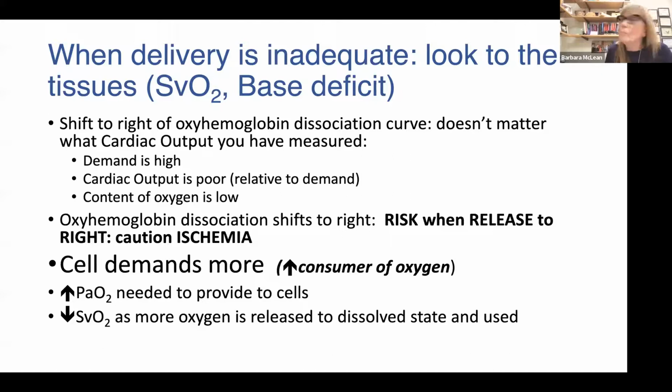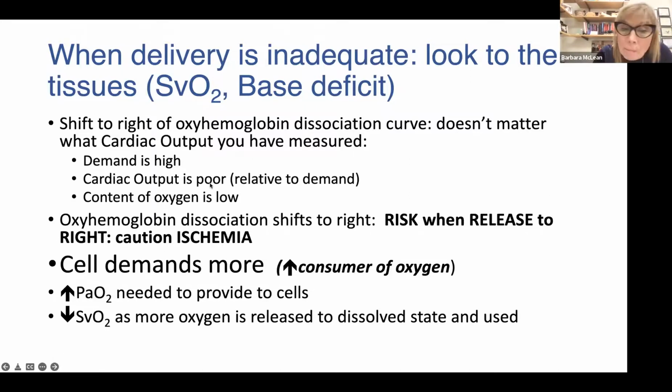So in conclusion, I'm just going to remind you, when the delivery of oxygen is inadequate, delivery of oxygen is cardiac output and oxygen carrying capacity, hemoglobin. Cardiac output and hemoglobin. When that's inadequate, the patient who has an increased demand will actually stimulate the release of oxygen from hemoglobin, causing a shift to the right. And that risk, when we release to the right, is that the patient will have significant organ ischemia. This occurs when demand is high, cardiac output is poor.